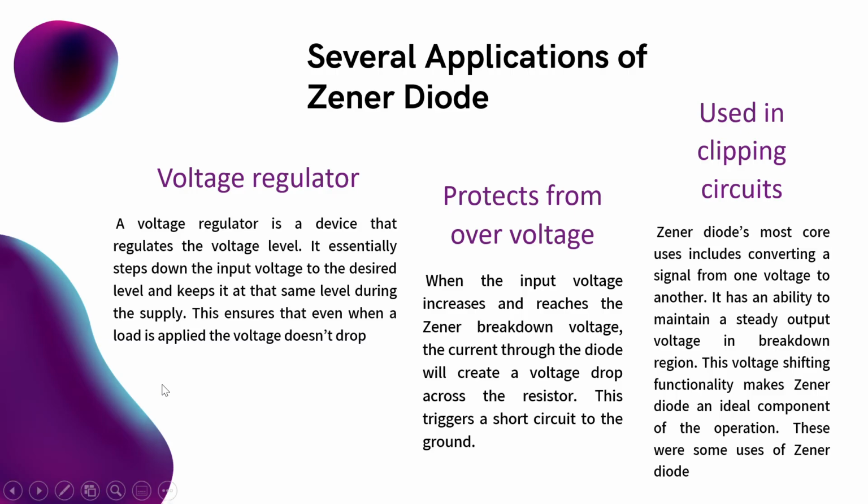Several applications of the Zener diode: we know that a Zener diode will act as a voltage regulator, it will protect our circuit from overvoltage, and we can use it in clipping circuits.